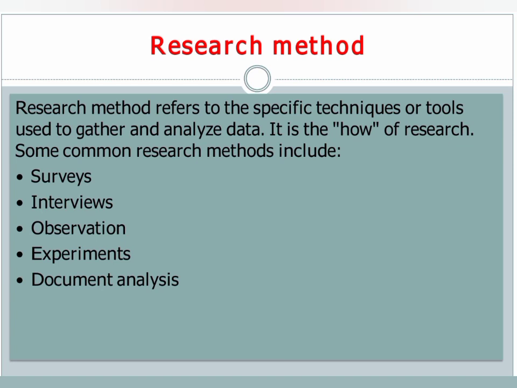First, we will learn what is meant by research method. A research method refers to the specific techniques or tools used to gather and analyze the data. It is the how of research. So research method means the method that we are using to find the solution of a particular problem statement.